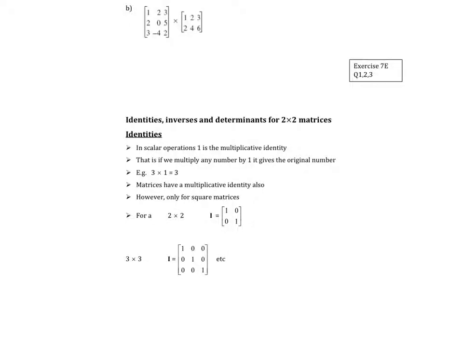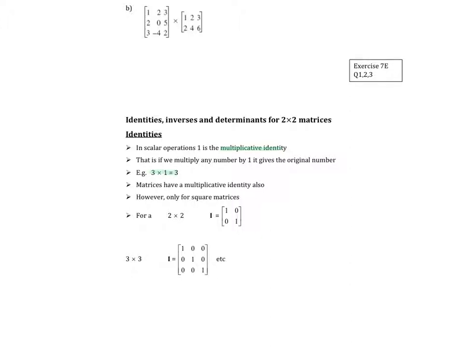A little bit of definition stuff. So when we multiply any number by 1, we get the same result, don't we? And so 1 is referred to as the multiplicative identity. In other words, the number that you multiply the original number by to get the same answer. 3 times 1 is 3.